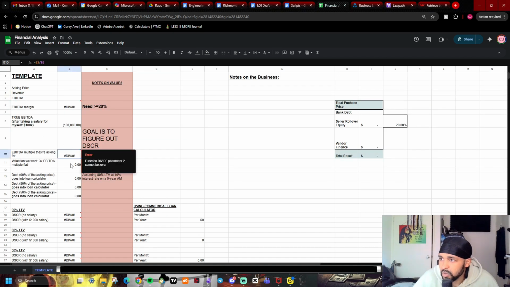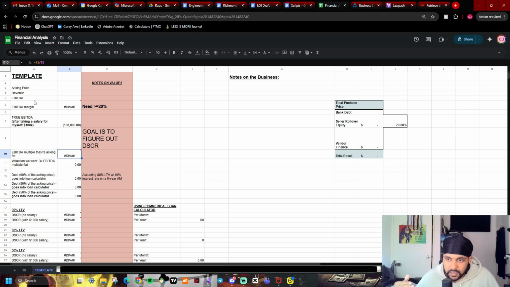And then this value here will just give you the EBITDA multiple that they're asking for. So that would be the asking price divided by the EBITDA. And if you don't know, that's normally how you value a business. It's just however many times over the EBITDA. So say a business does 200K in profit a year, or EBITDA per year, and you want to buy it for a multiple of 2. So 200K times 2, 400K is the asking price for that business.